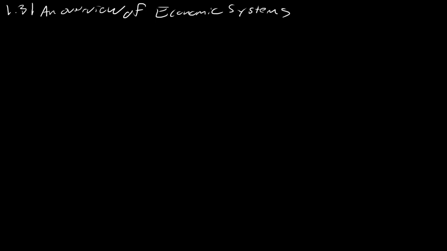This is part 1.3. This is all about an overview of the economic systems. And so for a little example, let's pretend there's three people.